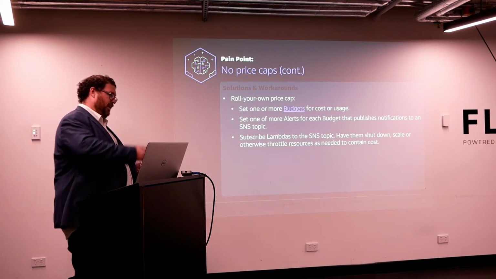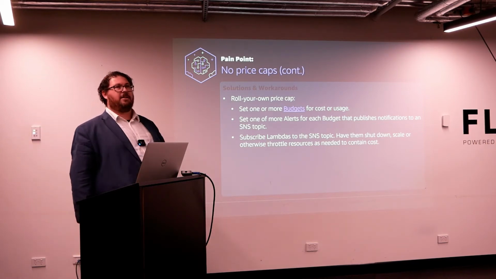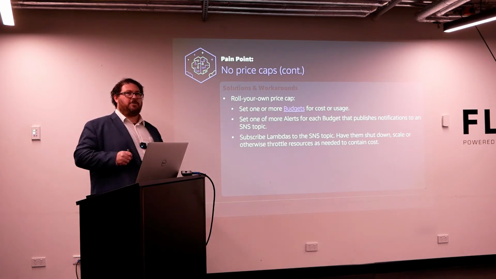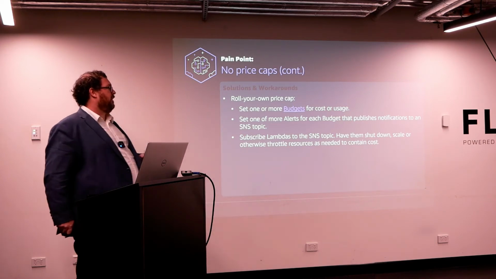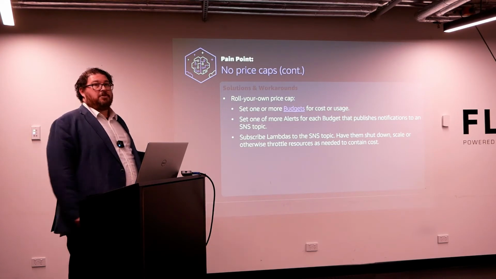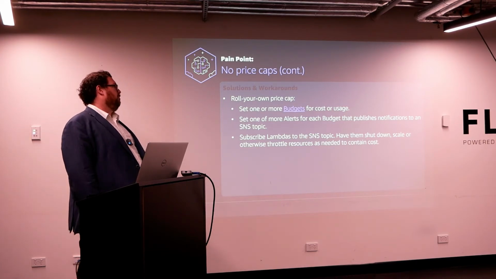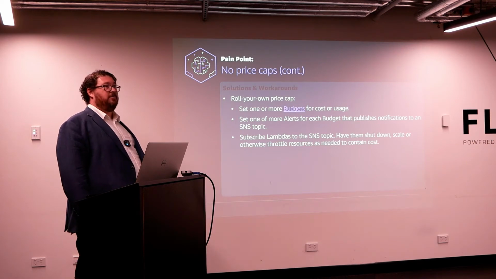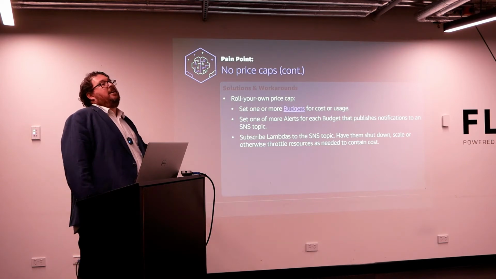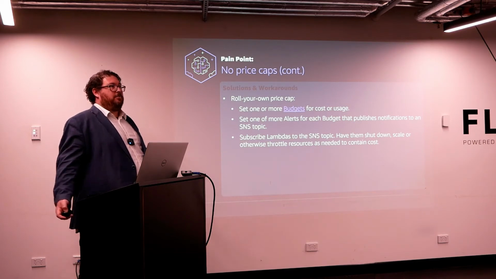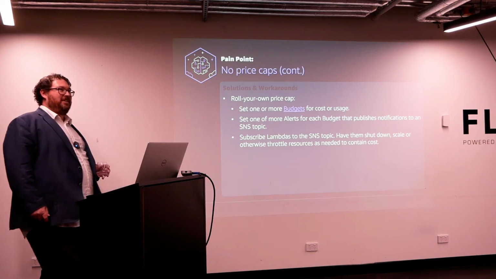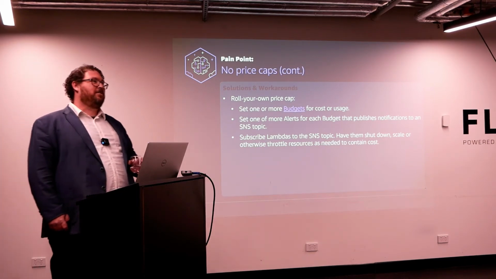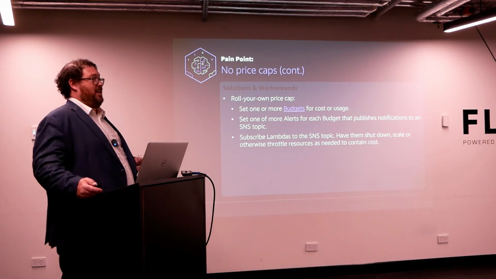So I'm creating a budget for $100 a month in this account. When it hits 80% of that budget, fire the alert. And my alert can be an email. There's a couple of things. It can be a message to an SNS queue. So you could subscribe some lambdas to the queue and have them shut down or scale your infrastructure accordingly. Feels kind of brittle, but maybe this is a break glass solution.